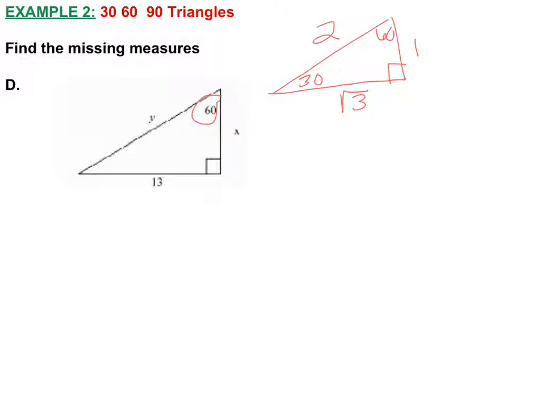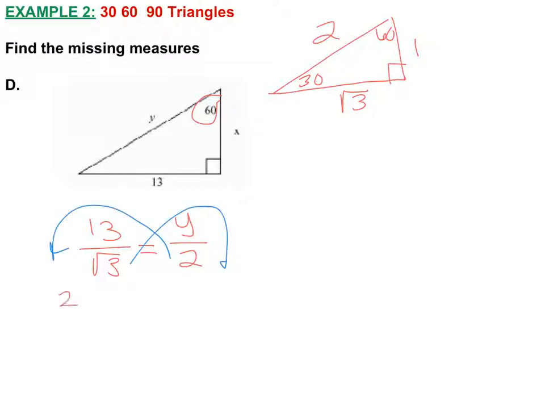So let's solve. So we know we have 13, and its corresponding part is square root of 3. It doesn't matter which side length you solve for first. So maybe we'll solve for y. And y's corresponding part is 2. So I end up with, when I do the cross multiplication, 13 times 2 is 26, is equal to this y times the square root of 3.